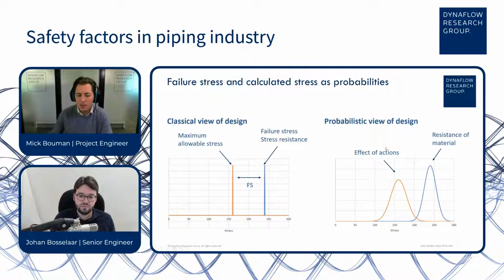And the calculated stress, we calculate an average value, which is more or less fixed. But in reality, my diameter can be slightly off, the load can be slightly off, the weight can be slightly off. So all kind of things can be slightly off. So there as well, there is a kind of distribution. And where these distributions overlap, so that's small, that's where failure can occur.